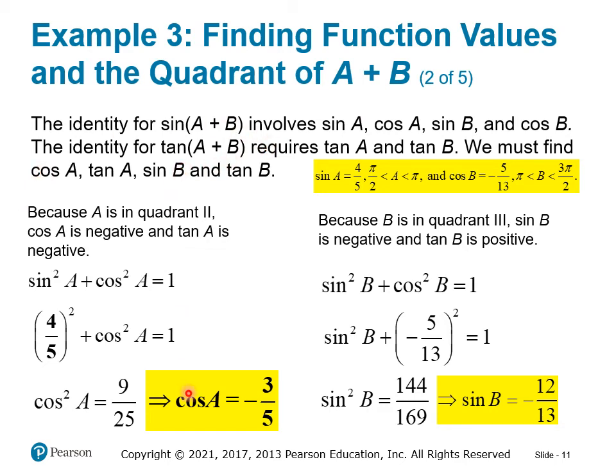If we wanted to find the tangent of A, now all we have to do is put the sine of A over the cosine of A. So 4/5 divided by -3/5.